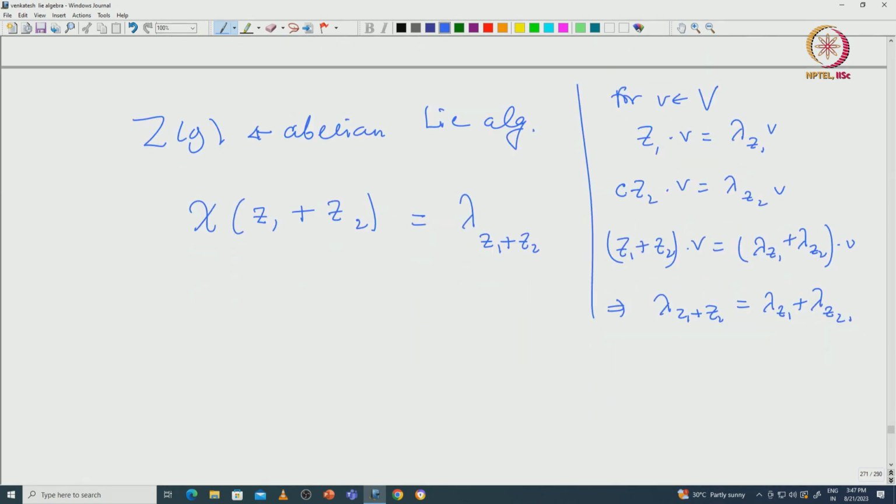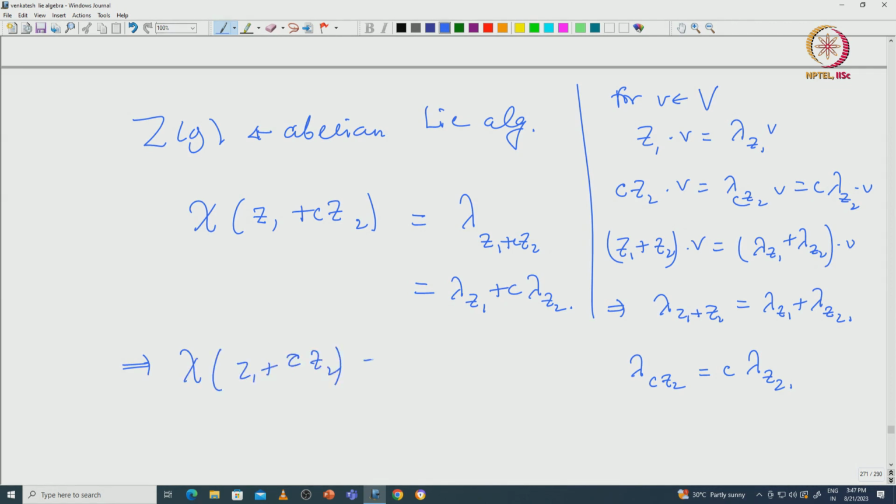So, that would imply that lambda of z1 plus z2 must be equal to lambda z1 plus lambda z2. Similarly, if you take a scalar, then you get a scalar outside, C times lambda z2 times v. Okay. So, lambda of C z2 will be equal to C times lambda z2. So, this forces that this is linear. Okay. So, this implies chi of z1 plus C times z2 is the same as chi of z1 plus C times chi of z2. So, that implies chi is linear.